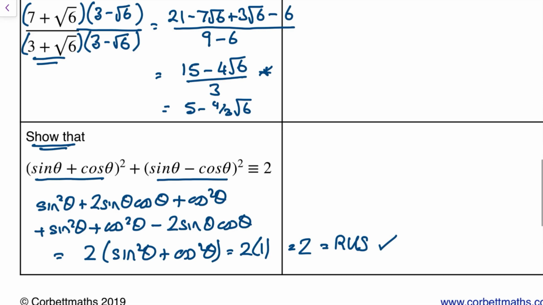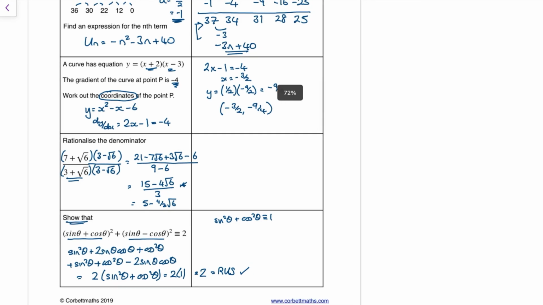And what I might do, just to be super safe in an exam, is write down that sine squared theta plus cos squared theta is equivalent to 1. Just means I'm showing exactly what I'm doing, making it super clear. And that's today's final question done.